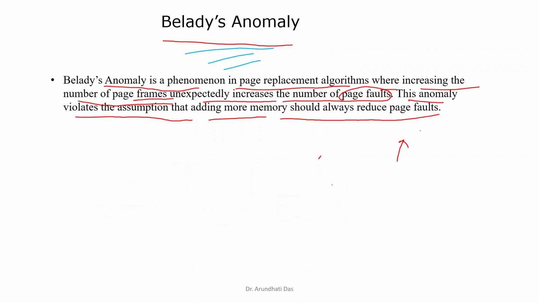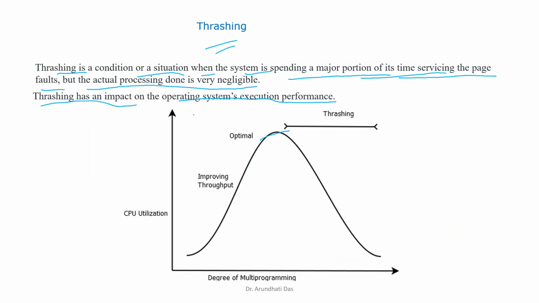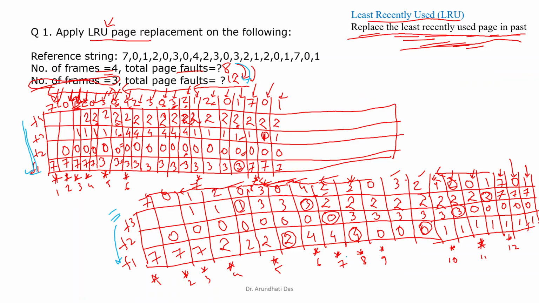Whereas thrashing is what? Thrashing is maybe the number of frames are more or less, but there are a lot of page faults. Okay, there are a lot of page faults. So whenever a page fault occurs, then what happens? Then the CPU does not get its desired pages in the main memory, so it has to then again load those from the secondary memory to the main memory, right? So loading the pages from the secondary memory to main memory takes time.